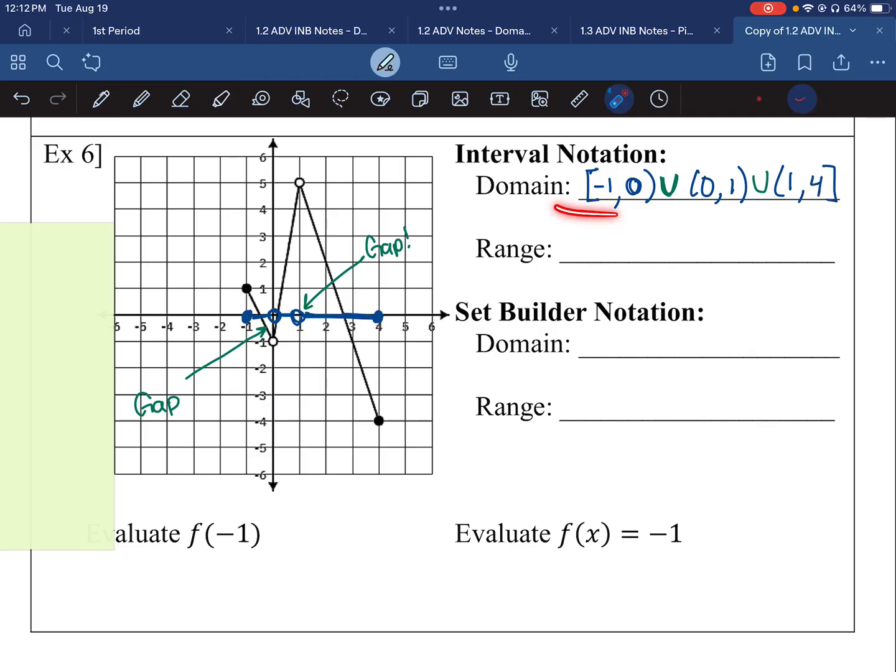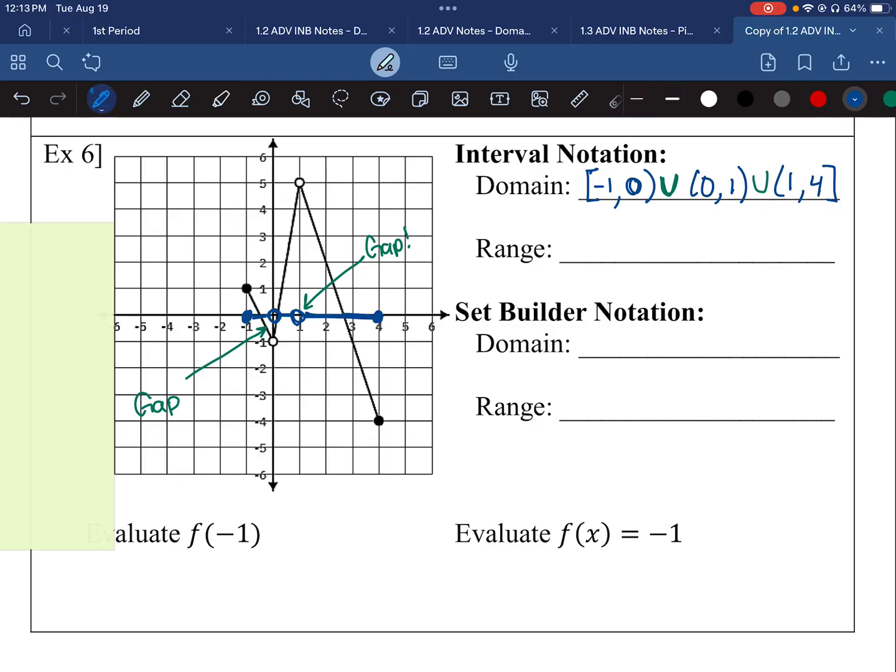So what this means is, with this union and these two parentheses, you have to skip the value of 0. I can have all of these negatives, but I have to jump over 0, all these positives, jump over 1, and then all of these numbers to 4. So this is what a gap of a single number looks like in interval notation.